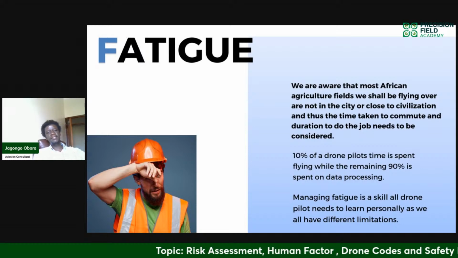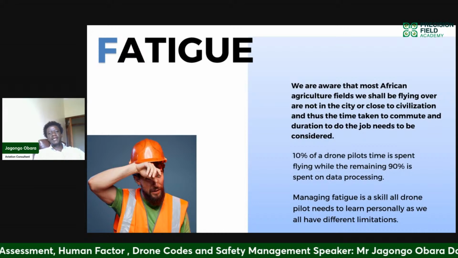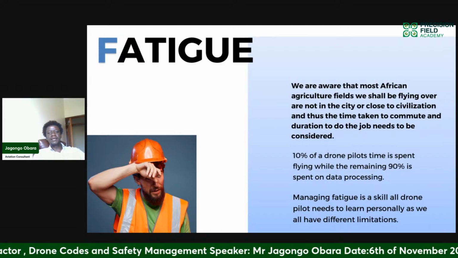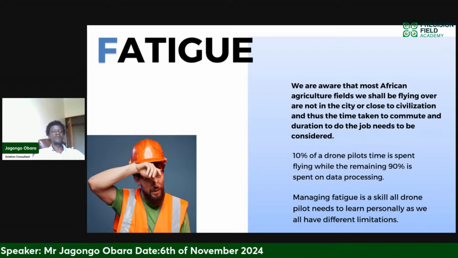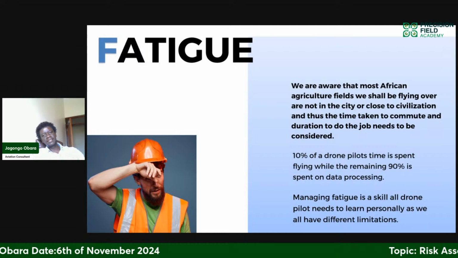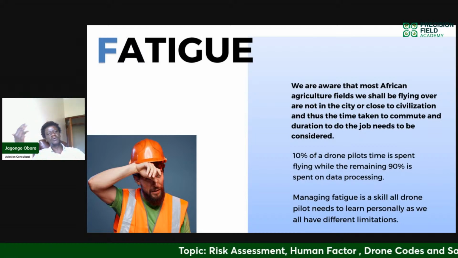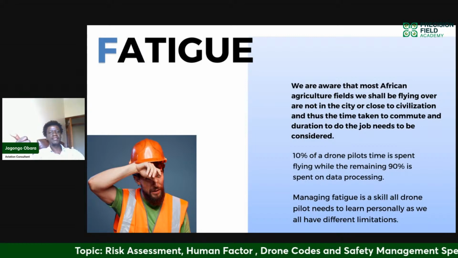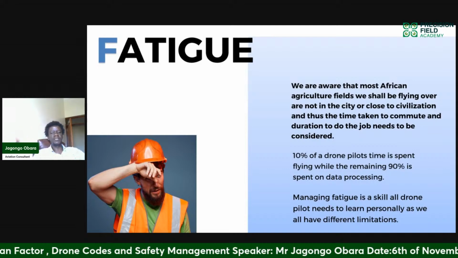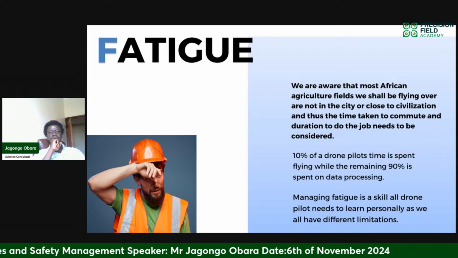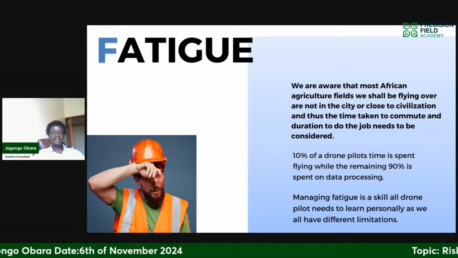And moving on to the next I am safe checklist item, which is fatigue. So we are aware that most African agricultural fields that we shall be flying in are not in the city or close to civilization. And thus, the time taken to commute from your home or from your office to the field where you're going to be mapping or flying is generally going to be nothing less than a 2 or 3-hour drive away.